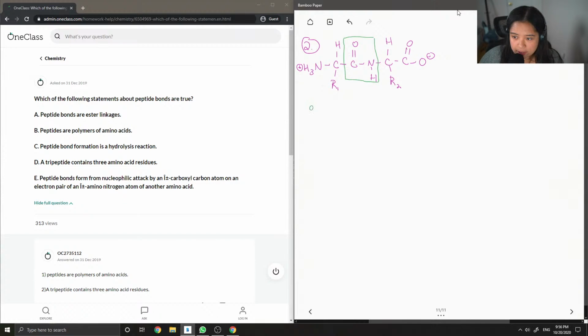Let's look at A. Peptide bonds are ester linkages. So this is false. They are not ester linkages. You'll see that there is a nitrogen involved. B. The peptides are polymers of amino acids. So this is actually correct. I'm gonna write it down.